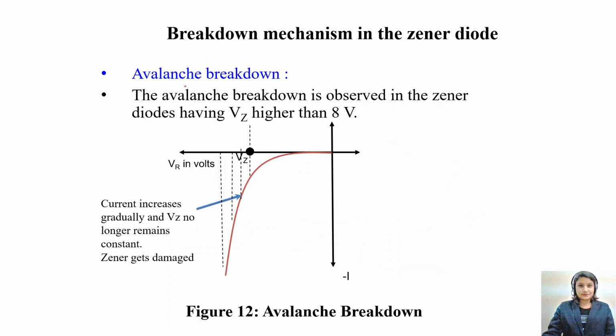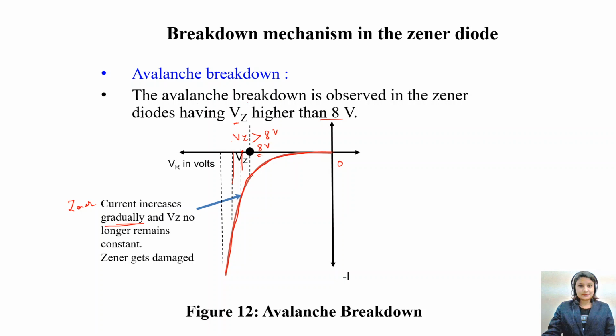Now let us see what is this avalanche breakdown. The second type of breakdown, it is your avalanche breakdown, and this breakdown is observed when the VZ is higher than 8 volts. Right? So the VZ is higher than 8 volts. I can say the VZ is greater than 8 volts. Here I can mark this is at 8 volts. Right? So if you see in this particular region, your current has started to rise gradually. The Zener current rise is gradually.